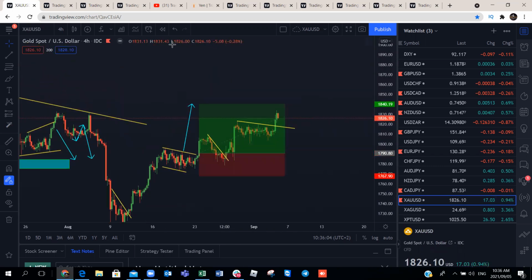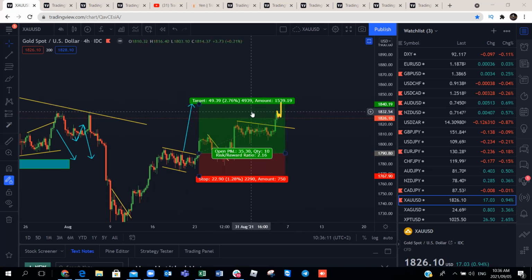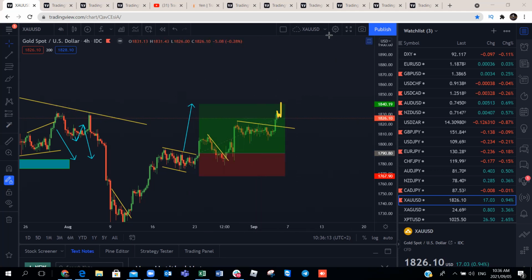It's just a few points shy of target here. We almost got to the target with the NFP on Friday. So we traded as high as 133. We're still expecting gold to hit the target.